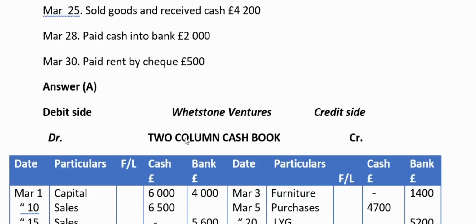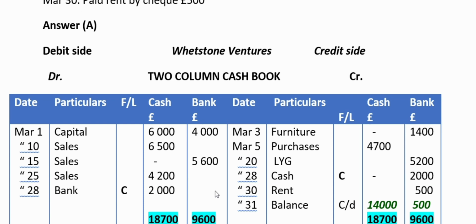Why is it called 2 columns? Because there are 2 columns, either at the debit side, or the right hand side, which is the credit side. The debit side receives money, while the credit side makes payments. So the debit side is the receiving side and the credit side is the giving side.